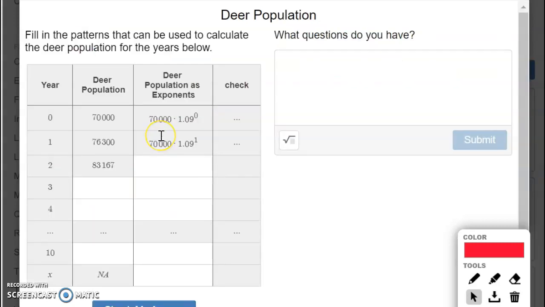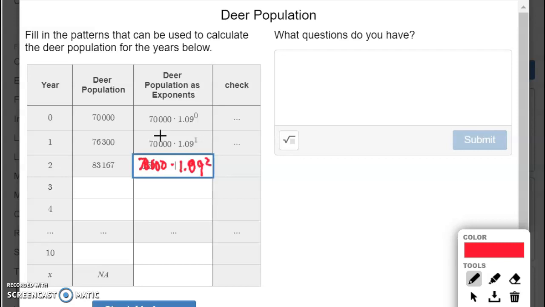Okay, fill in the pattern that can be used to calculate the deer population for the years below. Okay, we can multiply 1.09 to the previous. So whatever is previous, I'm going to multiply another 1.09. So that's going to be 70,000 multiplied by 1.09. But this time I am going to multiply one more time. So we are already multiplying once here, so I'm going to multiply twice here.